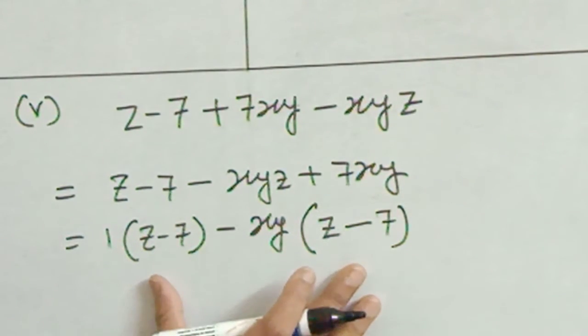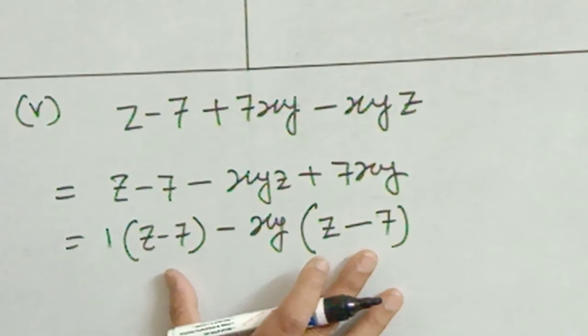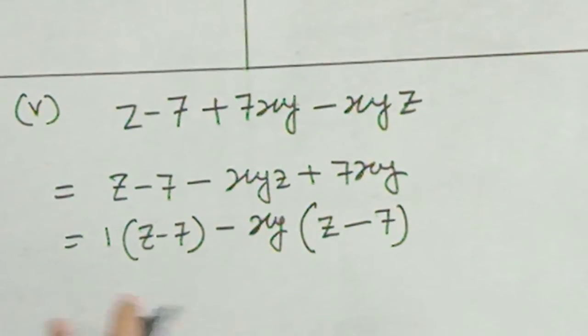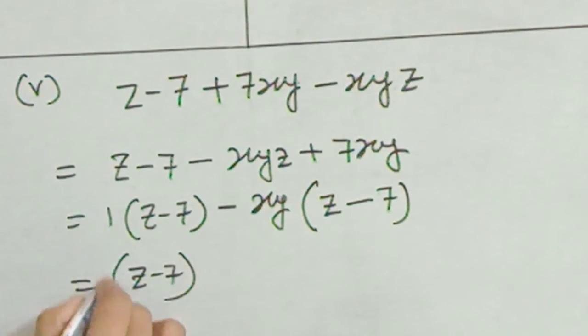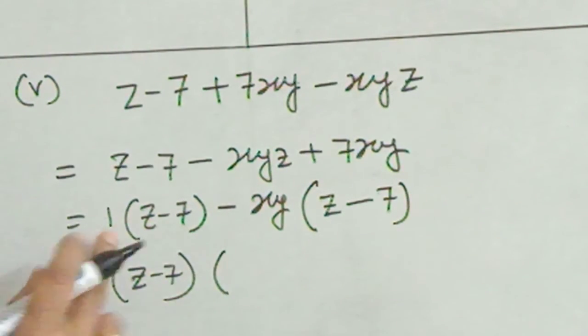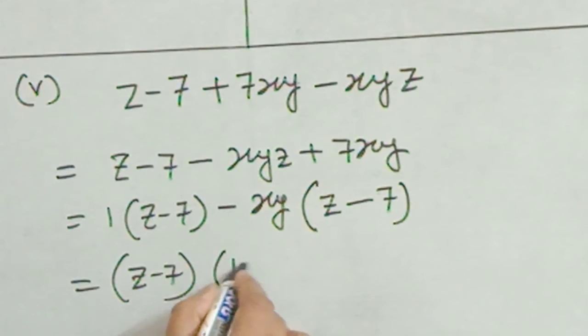You can see that this z minus 7 and z minus 7 is common. I can take it as common from these two. So z minus 7, and which one is left here? 1 minus xy.